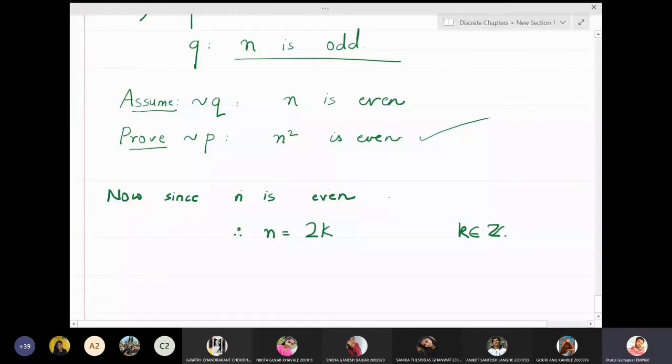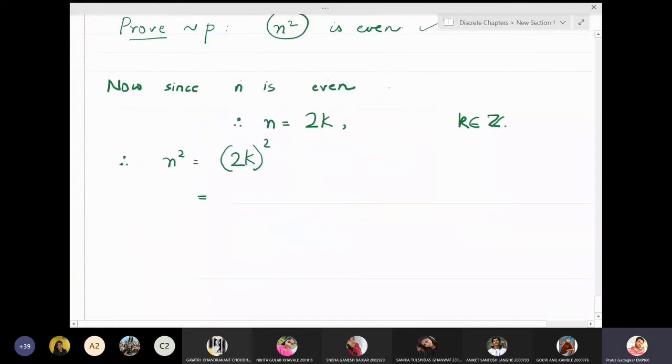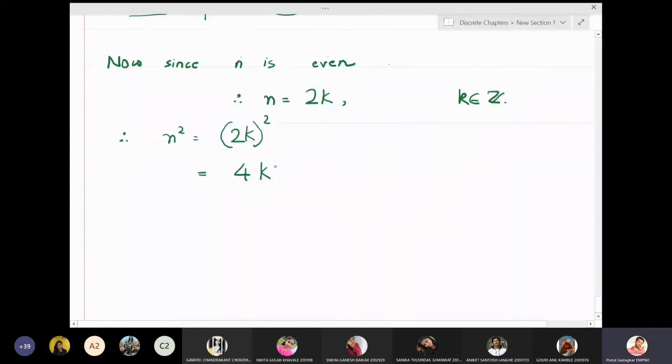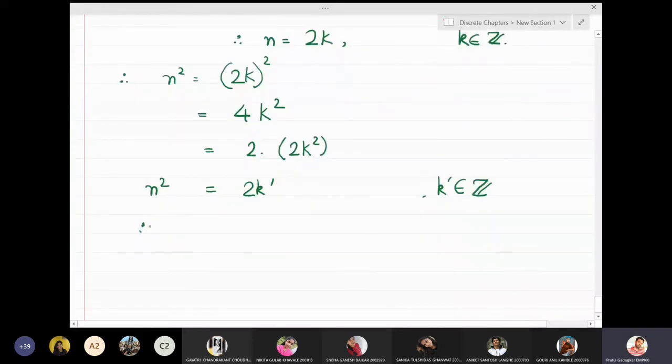Therefore I will calculate n square, because we want something about n square. So what is n square? n square is (2k) square, which is equal to 4k square, which I can write as 2 times 2k square, because I want to write it as 2 times something. So 2 times k dash, where k dash is an integer, and therefore we have got that n square is 2 times k dash, and therefore we can now declare that n square is even integer.